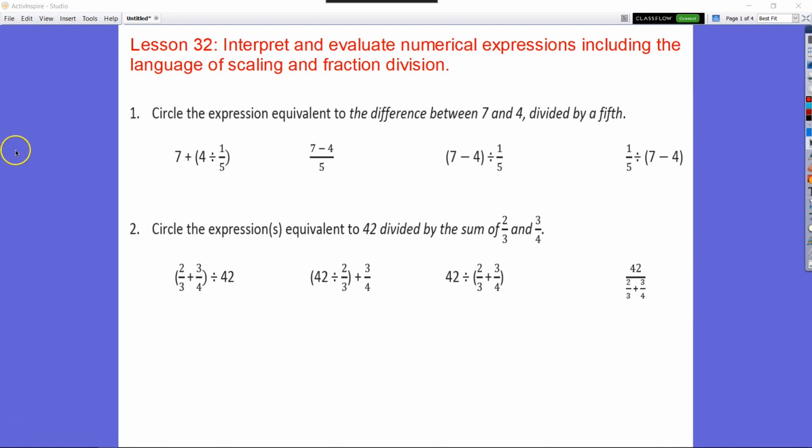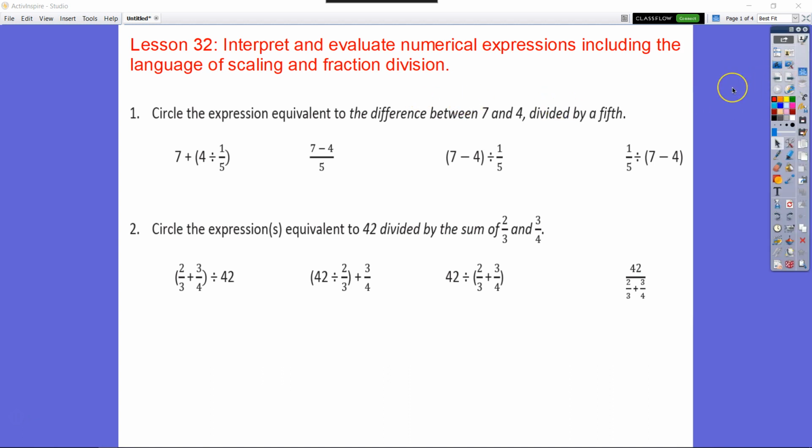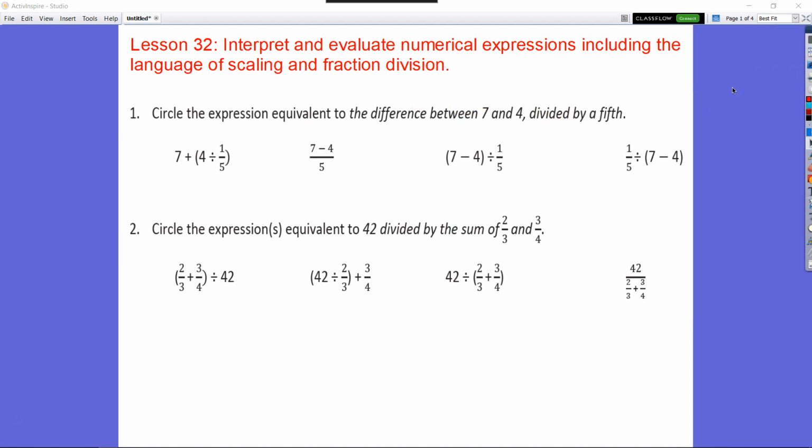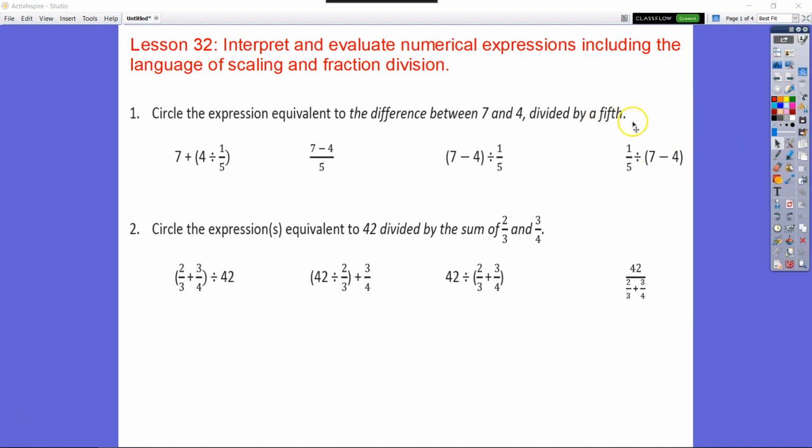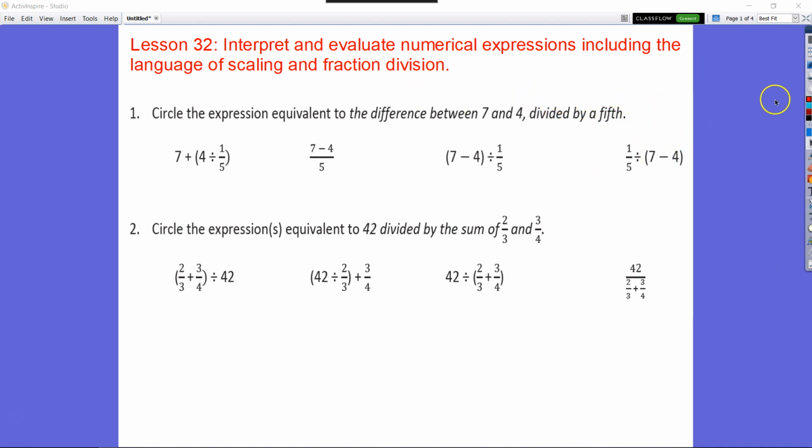All right, lesson 32. We're going to interpret and evaluate numerical expressions, including the language of scaling and fraction division. So let's take a look here at number 1. Circle the expression equivalent to the difference between 7 and 4 divided by a fifth. So we want the difference between 7 and 4 divided by a fifth. So we know we're going to take the difference, which is the minuend and the subtrahend in our subtraction. So we're going to take 7 minus 4 first and then divide that by 1/5.